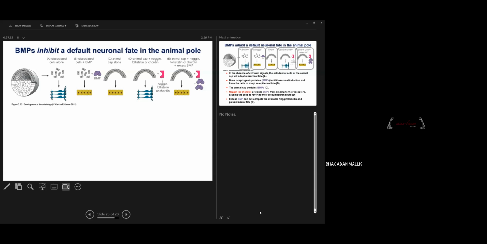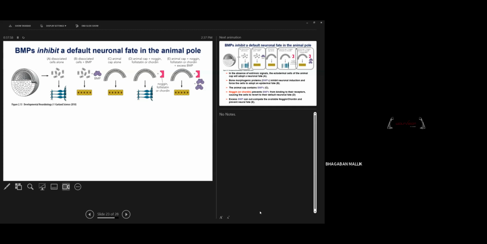There is a set of experiments people have done to suggest that BMP is an inhibitor of nervous tissue. When you isolate the animal cap and dissociate it, people have seen that it forms nervous tissue. But when the dissociated animal cap is treated with BMP, it forms epidermis. So BMP is actually inhibiting the formation of nervous tissue, or somehow competitively binding the receptor where noggin and chordin bind.